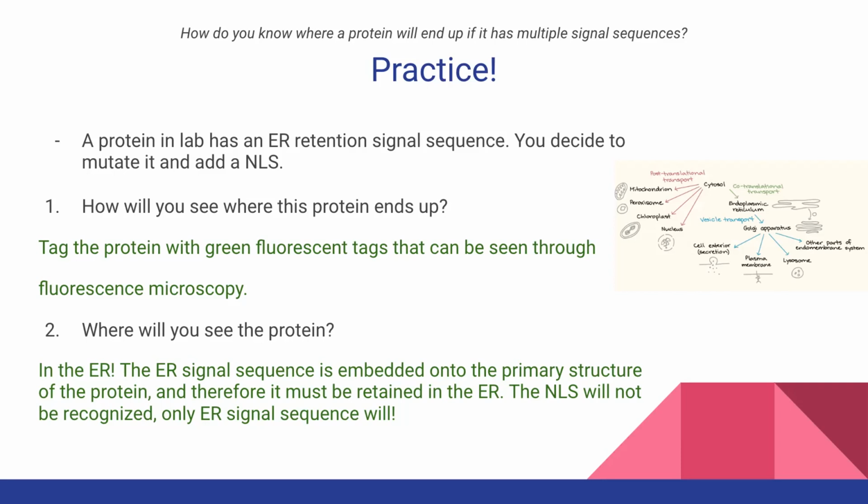Mitochondria and ER. I think that's super ambiguous, and I don't think that's something she would ask you, just because those are both embedded into the primary structure, so you couldn't really tell which one would come first. I think it's whatever sequence is first in the structure, so it would be kind of hard to tell.